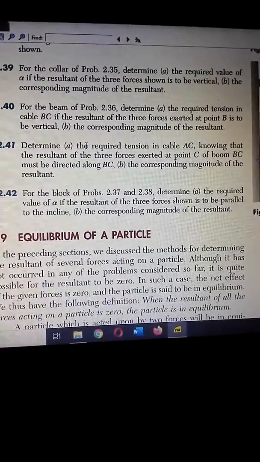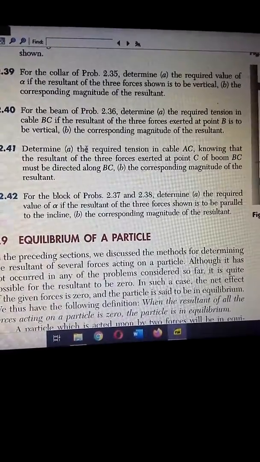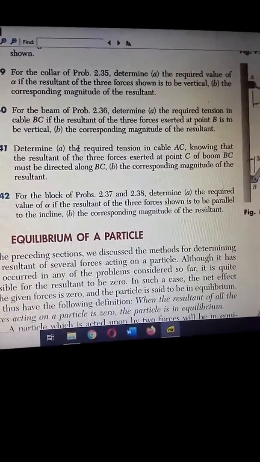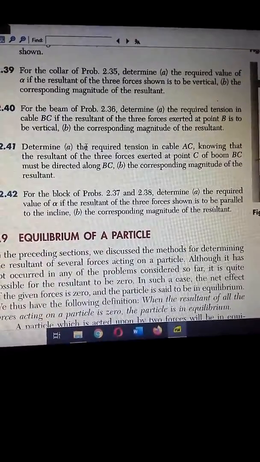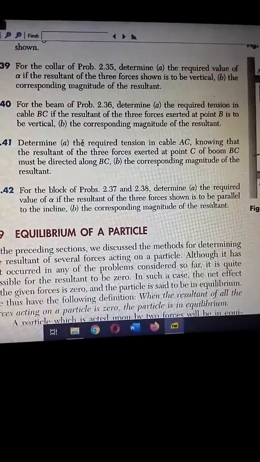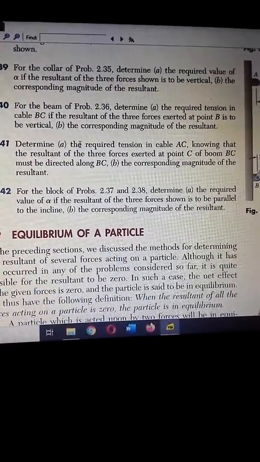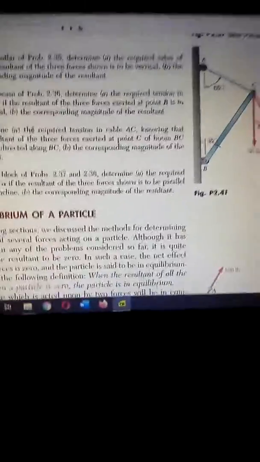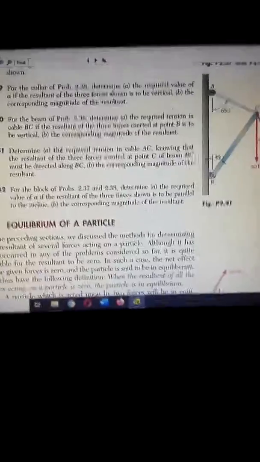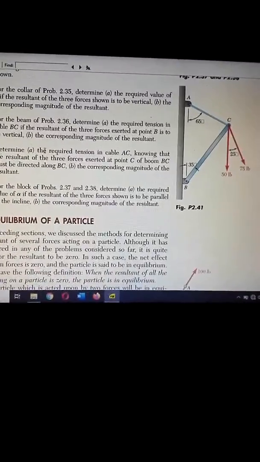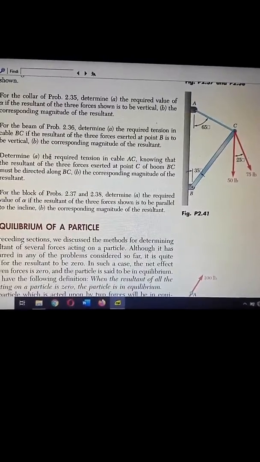The question says: determine the required tension in cable AC, knowing that the resultant of the three forces exerted at point C of boom BC must be directed along BC. So that's the diagram it refers to. So it says that you have to determine the required tension in cable AC. So you can see cable AC right there.